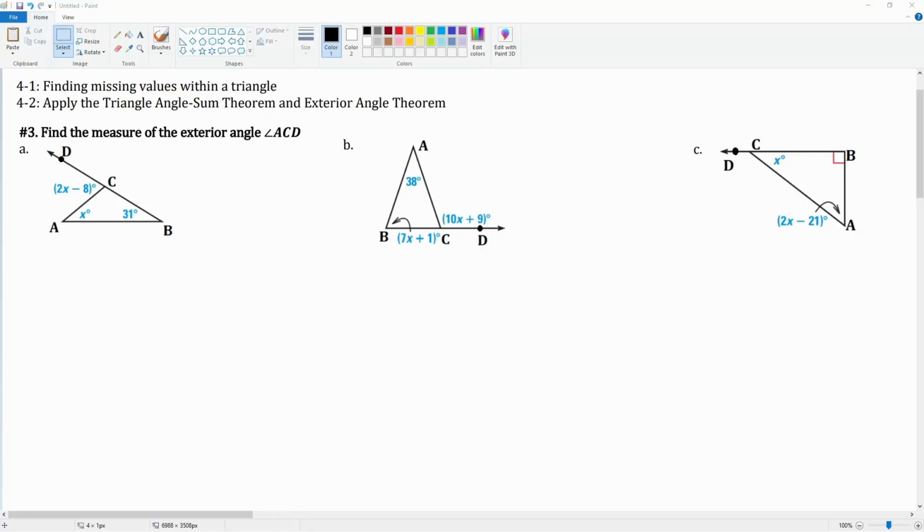This is 4-1, 4-2. We're going to apply the triangle sum theorem and the exterior angle theorem. Number 3, you're going to find the measure of the exterior angle, angle ACD. Notice ACD are all the exterior angles in every single one of the problems. You don't believe me? Let's do A.